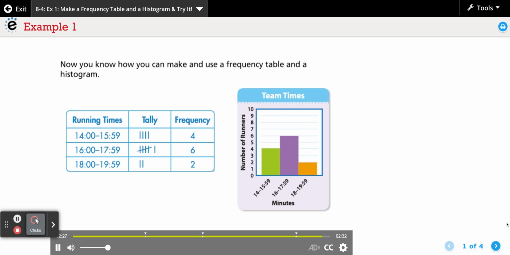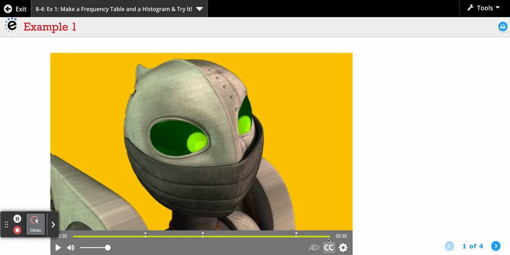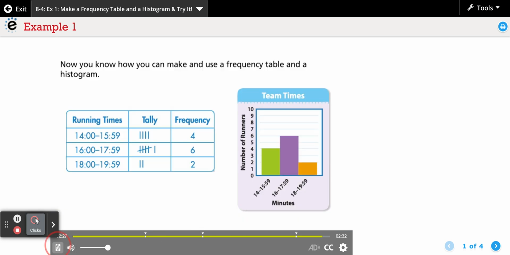Now you know how you can make and use a frequency table and a histogram. So again, a couple of key features. The representation of a histogram at the bottom is a range of data, and then along the left-hand side is the number of data, and it generally comes from the frequency table to a histogram. Notice the titles and that they've labeled their axes.